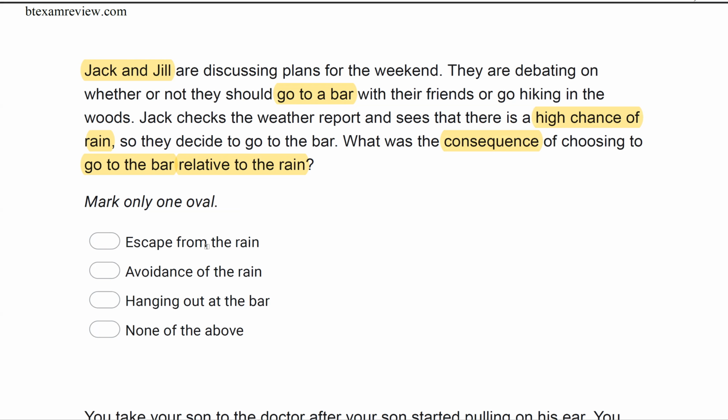So in this case, they haven't yet gotten rained on, right? They're not getting rained on. What they're doing is avoiding the rain falling on them. If they were actively getting rained on and then they found shelter, that would be escape. And that's technical, right? That's very specific. But remember, the more specific you can get, the better off you're going to be. So they didn't escape the rain, but they did avoid the rain. Now, yes, they did hang out at the bar, but the question asked, what was the consequence relative to the rain? So you've got to look in the context of the rain. And relative to the rain, they were able to avoid it by going to the bar instead.